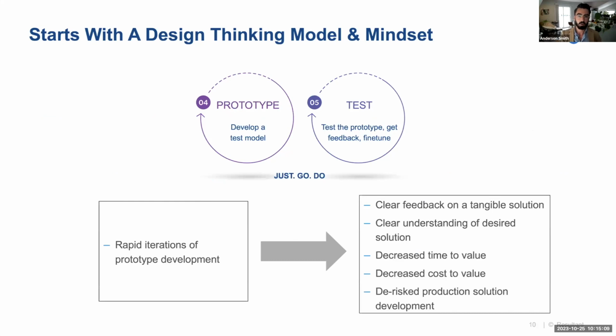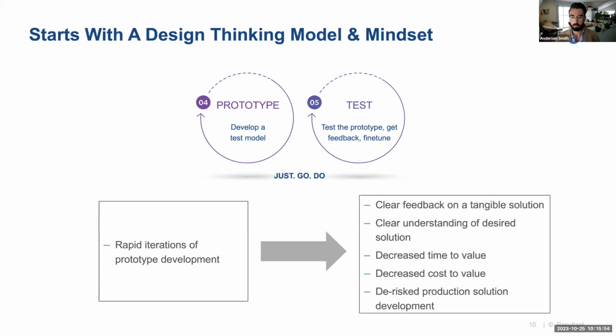And focusing on prototyping and testing, rapid prototyping, as I mentioned, involves rapid iterations of prototype development. And some of the benefits of that are we get really clear feedback on a tangible solution, because sometimes you can just go in circles, talking about requirements without actually seeing what that may look like and what that may feel like. You get a clear understanding of the desired solution as well through rapid prototyping. So then once you do decide to build out a production ready solution, you really know what that solution will look like and feel like, and you're sure that that solution will truly meet the needs of the stakeholders or of the users.